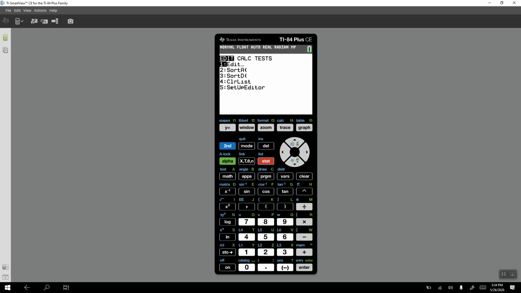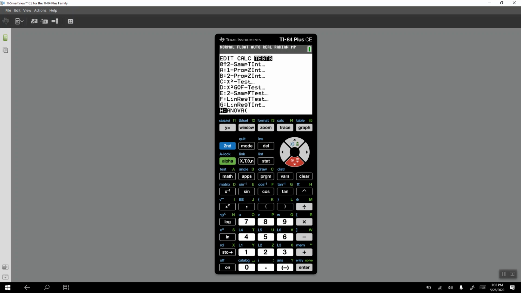So we go to the stat button. We make sure we get that. We're going to go over to tests. So scroll on over 2 times to get to that third column which says tests. And then we're going to scroll down until we find linear regression t-test. So notice we don't see it here on the first screen, so I'm just going to keep scrolling down until I see linear regression t-test. All right, it should be towards the bottom. All right, there it is.